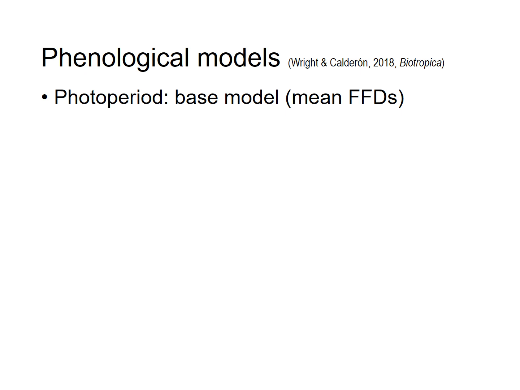Following Joe's 2018 Biotropica paper, we construct phenomenological models to evaluate several proximate cues of flowering. The simplest model is the photoperiod model. Since the seasonal variation in day length is constant among years, the best estimate of first flowering date in this model is the mean FFD during the study period. The photoperiod model can also serve as a base model among all proximate cues we evaluated.